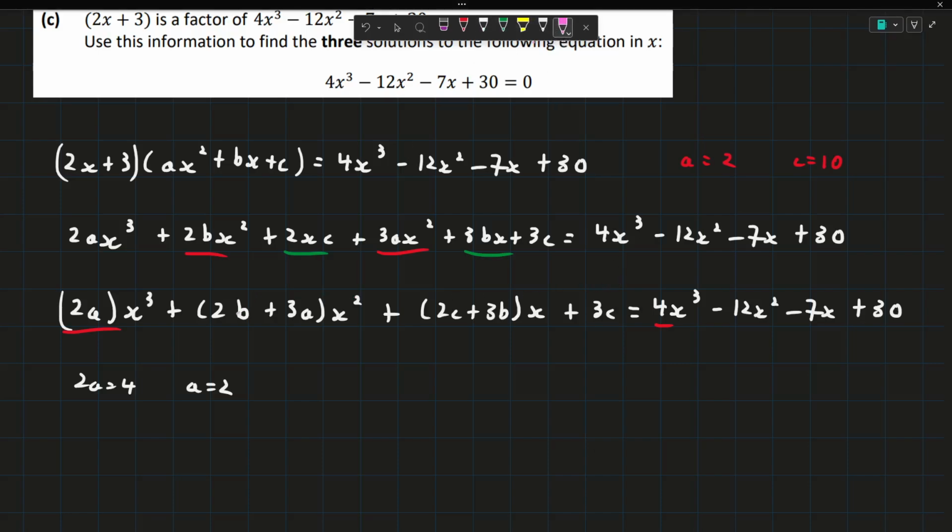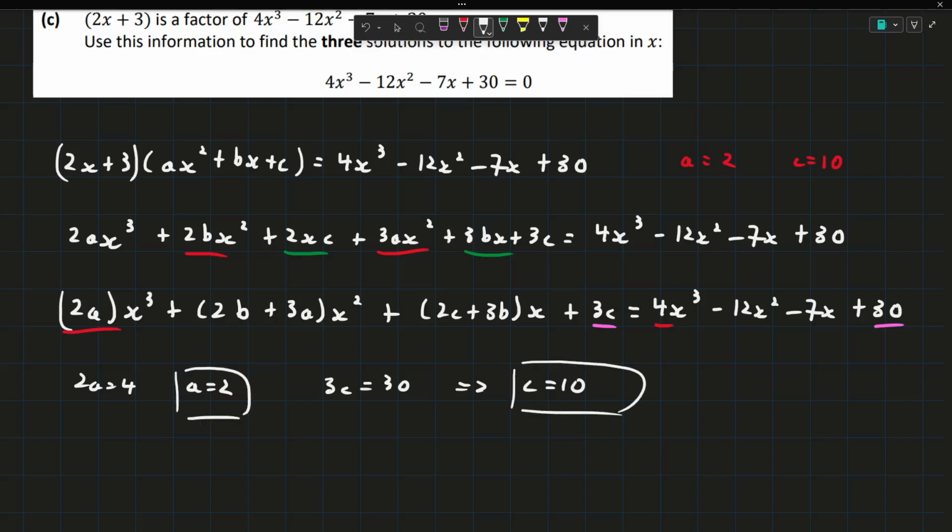Another easy one to spot is that we have 3c and 30 here. They're the only constants. That means that 3c has to be equal to 30, which implies that c is equal to 10 if you divide by 3 on both sides. Again, as we predicted, but it doesn't matter if you didn't see it. Predicted, I mean. Because we can just figure it out like this.